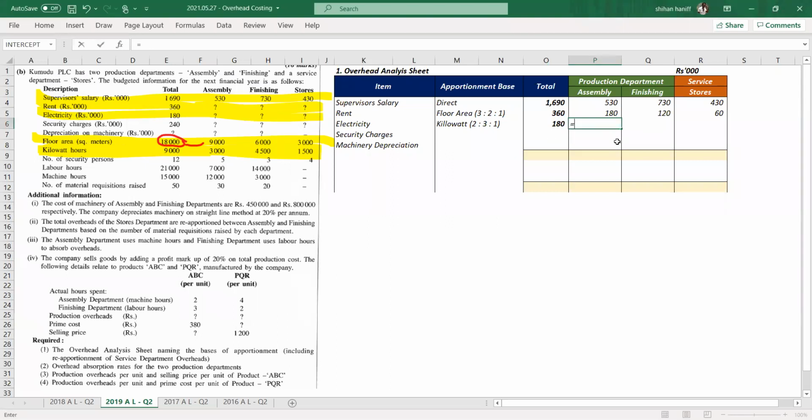It's 180. Divided by 6 into 2. 180 divided by 6 into 3. Divided by 6 into 1. 6090.